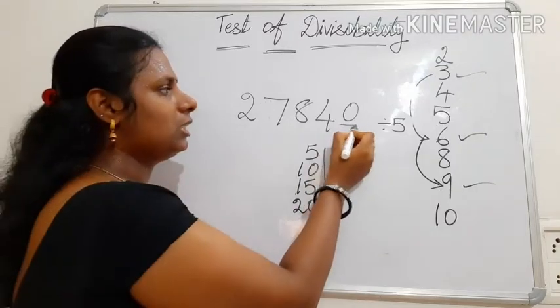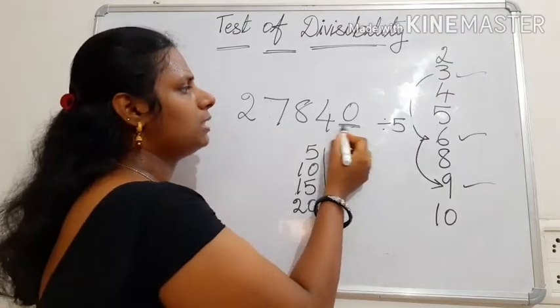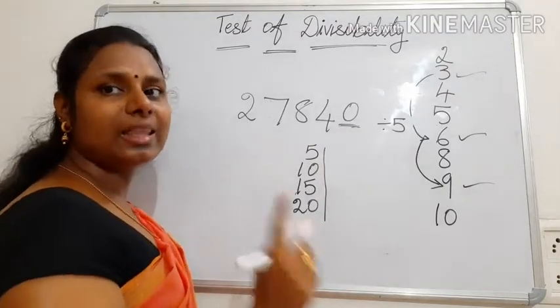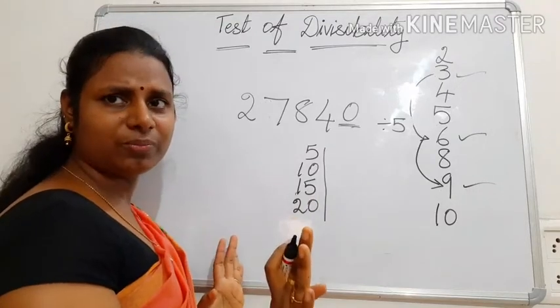So that means let us see only the ones place, then we can solve the problem. See, in the ones place 0 is there, that means that is divisible by 5. That's all. No need to do any calculation.